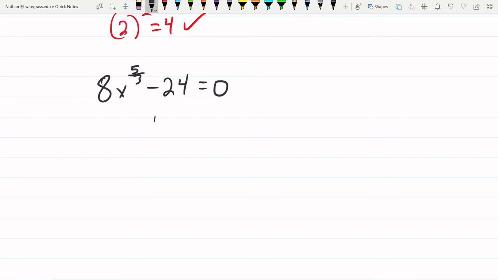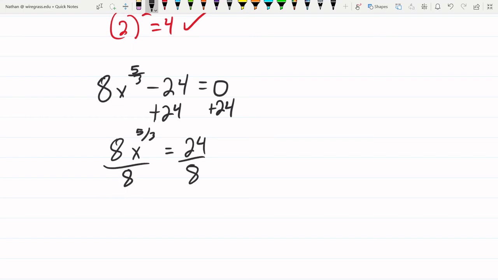So let's first get the x by itself. That way we can get rid of the power. This is like the same thing as getting the radical by itself in the previous set of equations. I'm going to divide by 8 here. That gives me x to the 5/3 equals 24 over 8, which is 3.